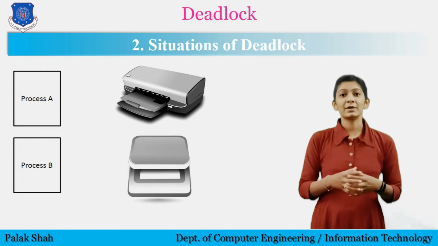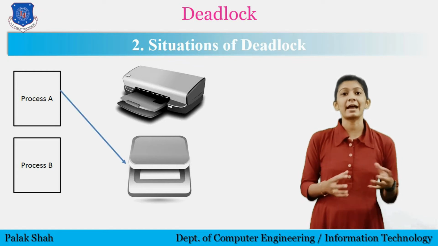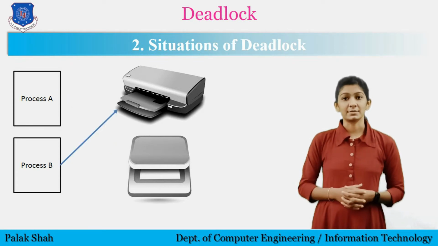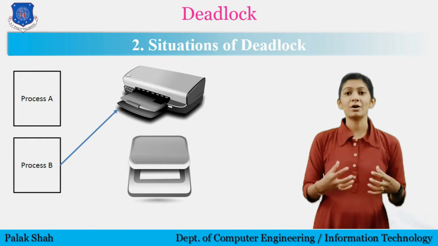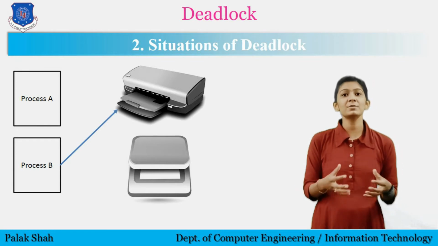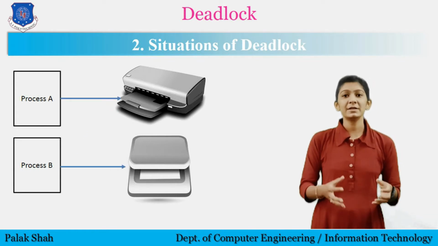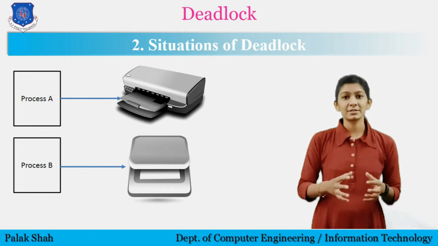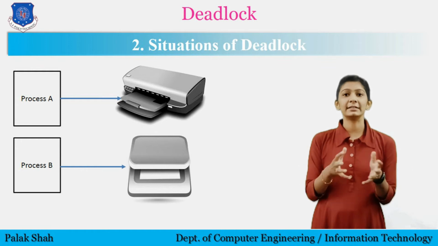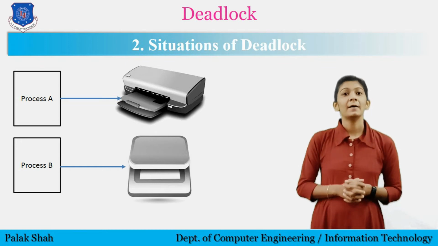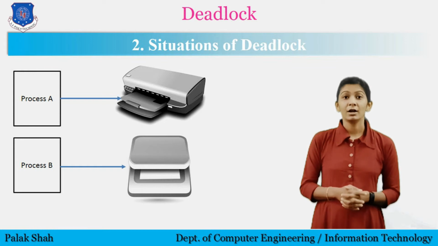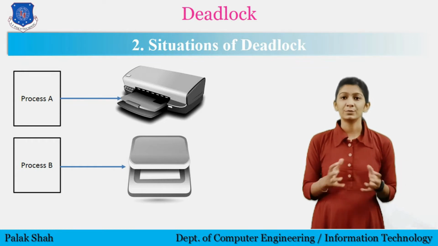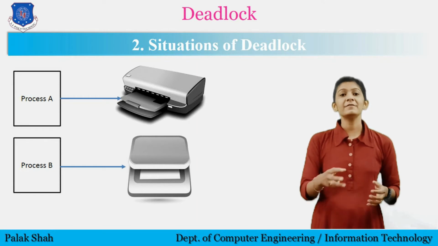So process A requests permission to use the scanner and it is granted. Process B requests the printer first and is also granted it. Now suppose process A requests the printer, but this request will be denied until process B releases it. Unfortunately, instead of releasing the printer, B asks for the scanner. So both will wait for how long? Almost forever.